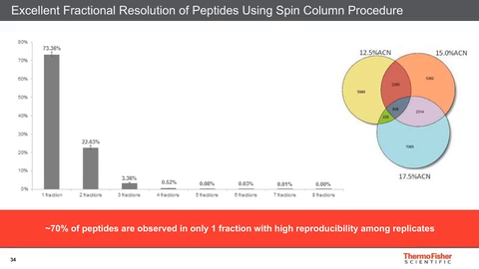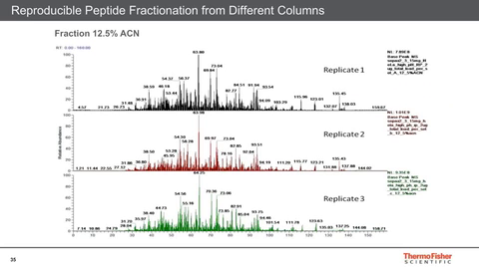Although these columns use a step gradient for elution of peptides, there is still excellent fractional resolution. Approximately 70% of each peptide is found in a single fraction, with less than 25% in more than one fraction. When comparing unique peptide identifications, you can also see there's comparatively low overlap observed among adjacent fractions. This results in more unique peptide identifications as the instrument is sampling fewer redundant peptides due to the lower complexity of the individual fractions.